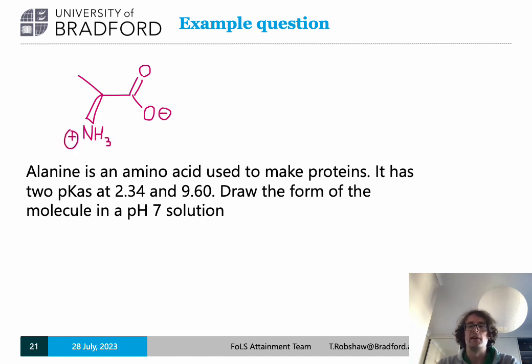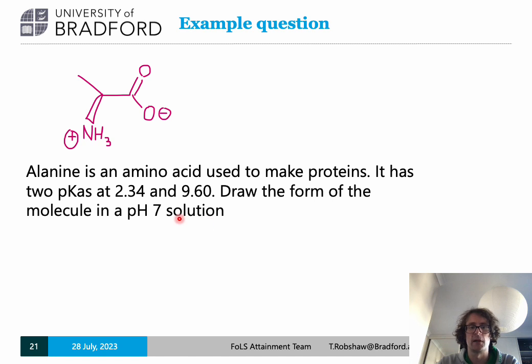So here's the answer. It requires a bit of thought, this. Firstly, you have to identify which group corresponds to which pKa. Now, we know, because I've told you, that carboxylic acids will be expected to have a pKa below 7. So that must represent this pKa of 2.34. And therefore the amine, which is the basic group, must be pKa 9.6.